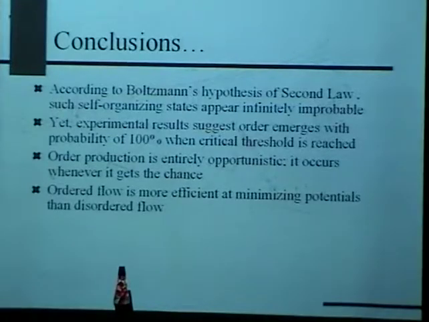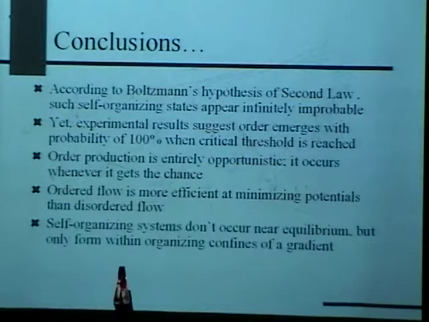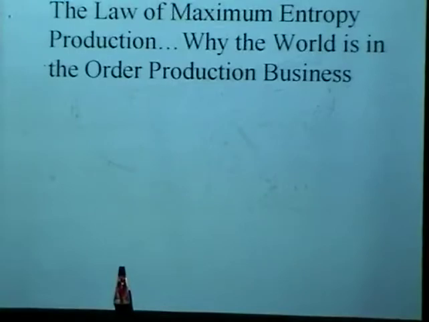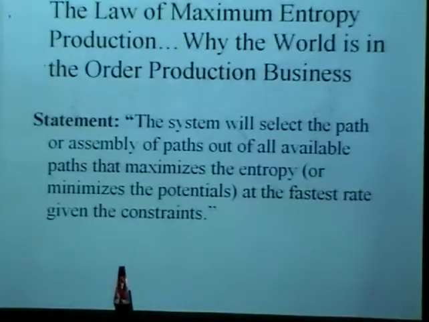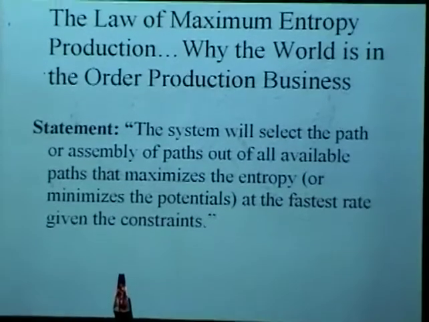Why is that? This may be the most important statement here. It turns out that ordered flow is much more efficient at minimizing the potentials, at getting rid of gradients, than disordered flow. So this provides a reason why we see order spontaneously emerge in our world. Self-organizing systems don't occur near equilibrium, only within the organizing confines of a gradient. This, again, is the law of maximum entropy production.